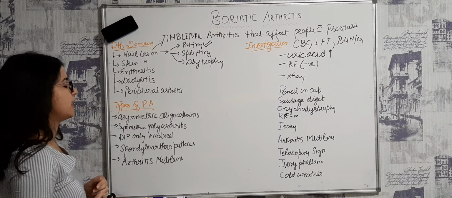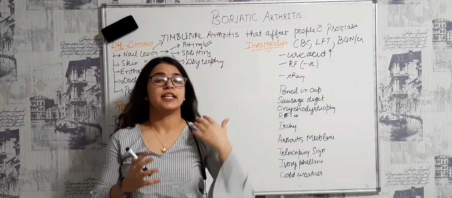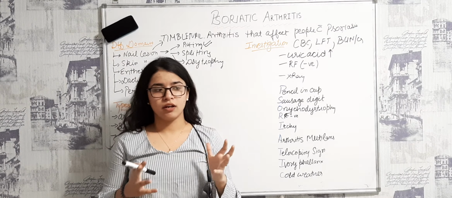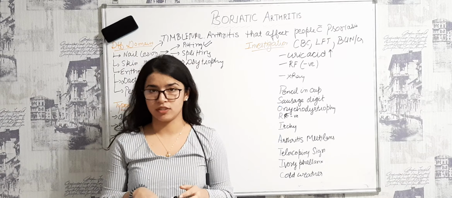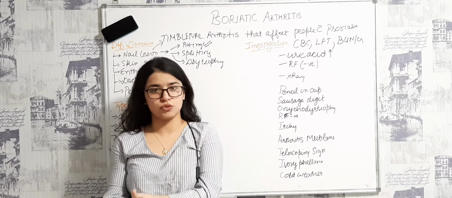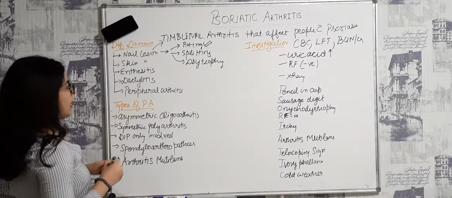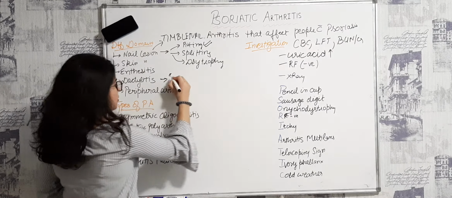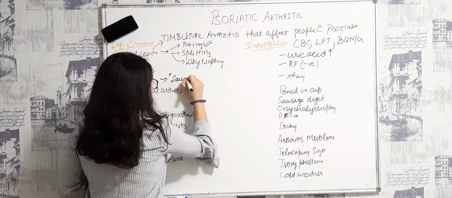And there is enthesitis. So what is enthesitis? It is generally the inflammation of the tendon and ligament at the site where they insert into the bone. And dactylitis, which is generally referred to as sausage digits.